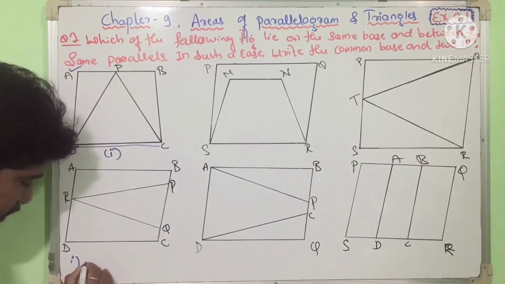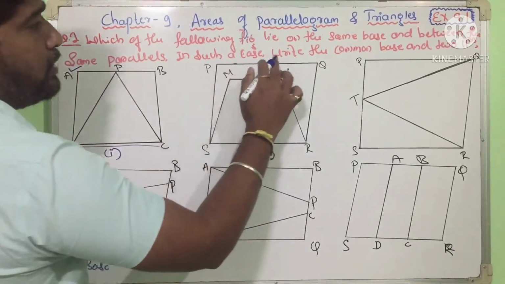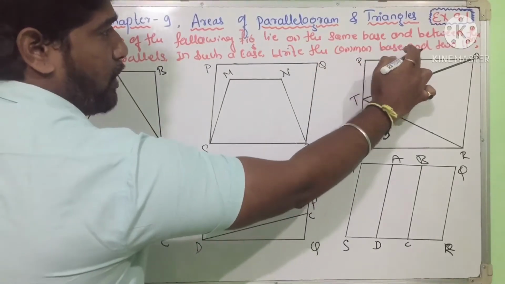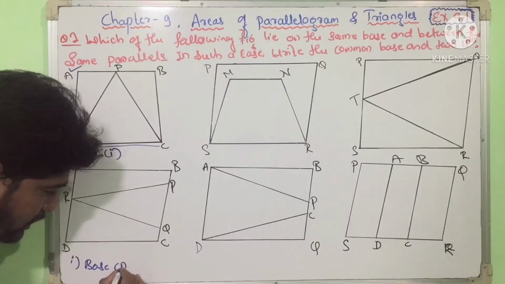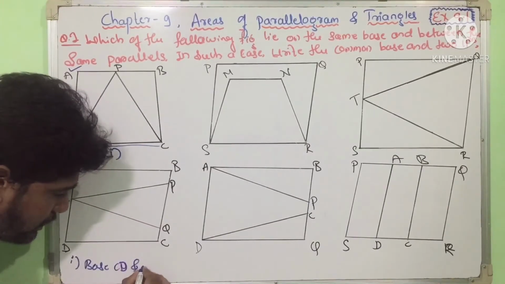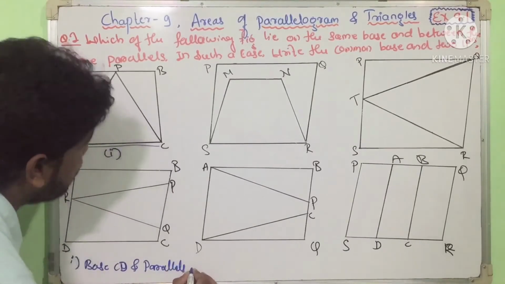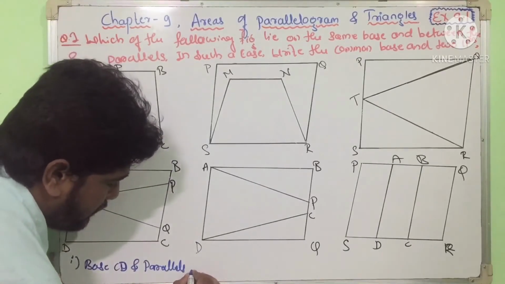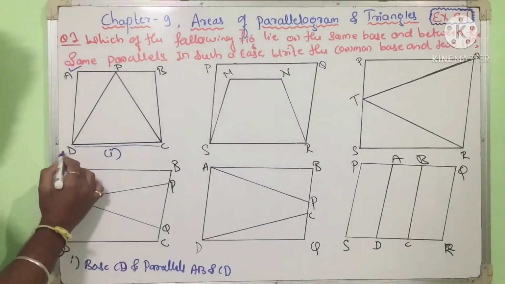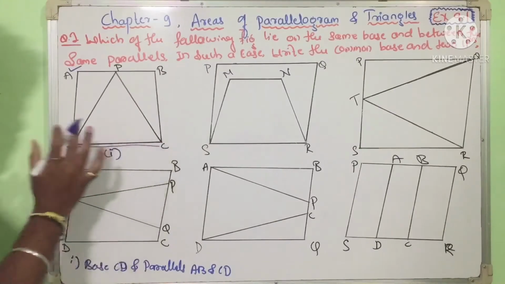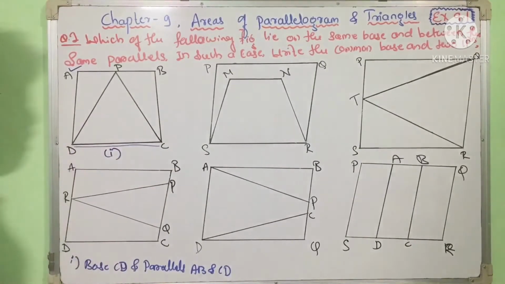So write down the first one. The first answer: they said the common base and the two parallels. So the base is CD, and the parallels are AB and CD. Is it clear? So AB and CD are the parallels, and the base DC is common here.